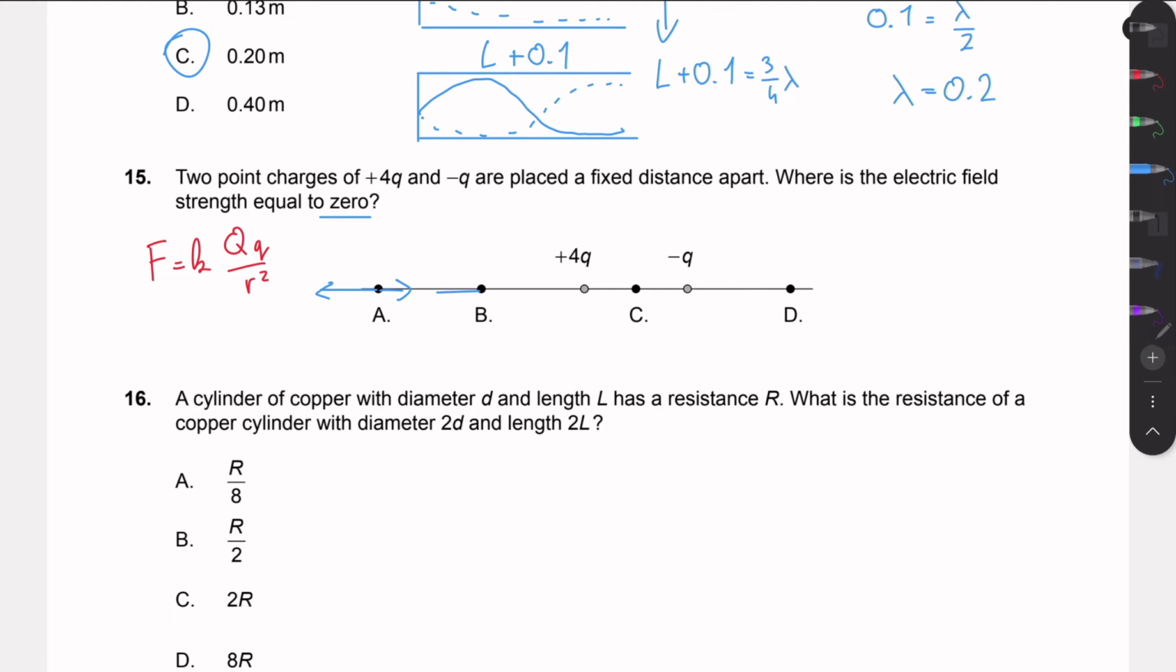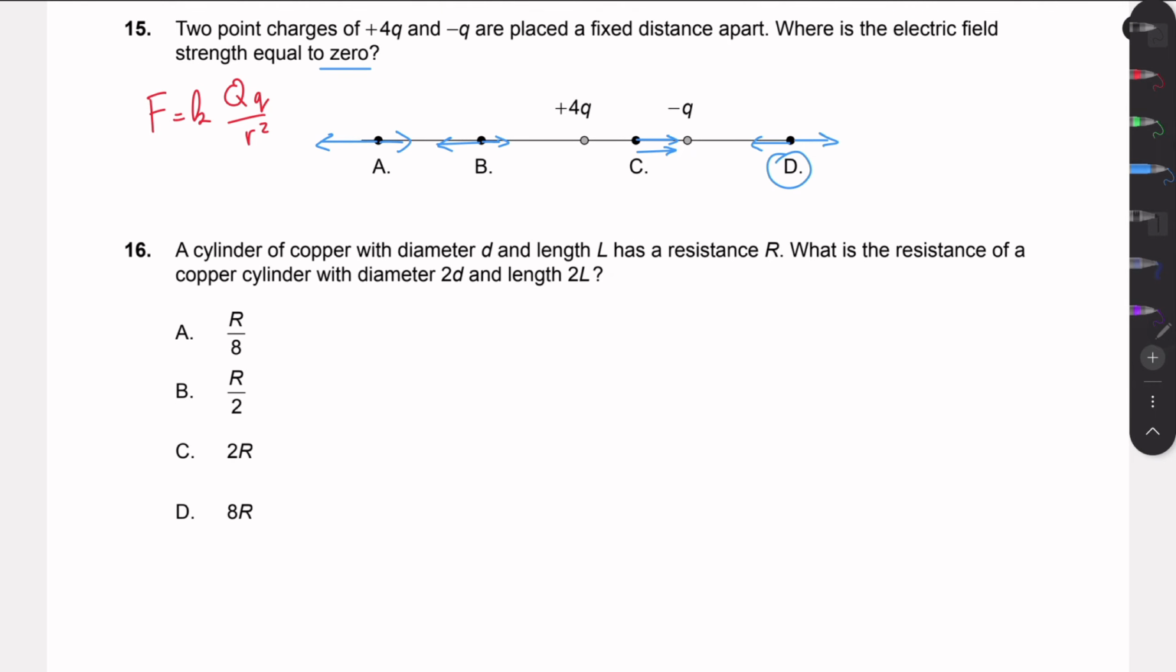And well, point B is going to be the same situation as point A. It's also not possible. At point C, both electric fields point towards the minus charge Q, as this repels it and this attracts it, so it's also not possible. So it must be D. As well here, the plus 4Q repels it and the minus Q attracts it, and it's closer to the minus Q, but minus Q is a smaller charge, so it's going to have approximately the same size as this larger charge, but a longer distance. So yes.